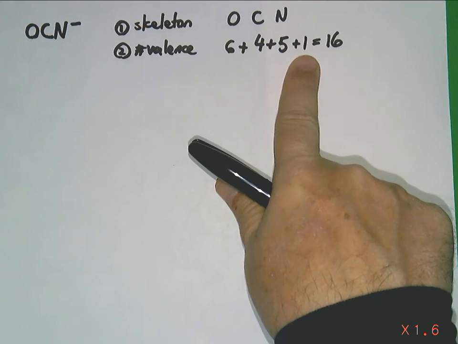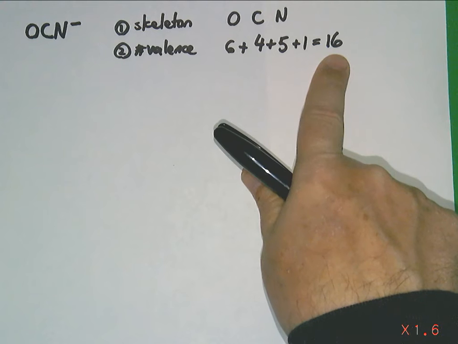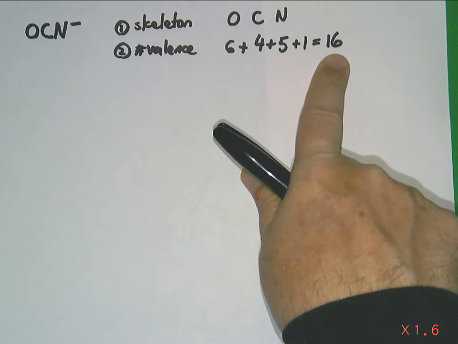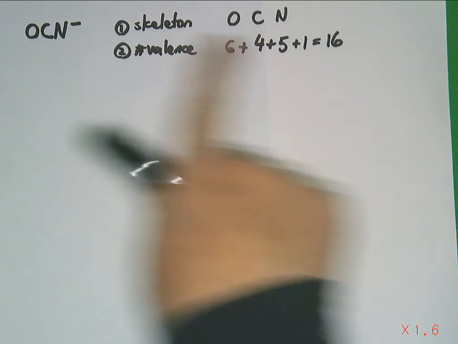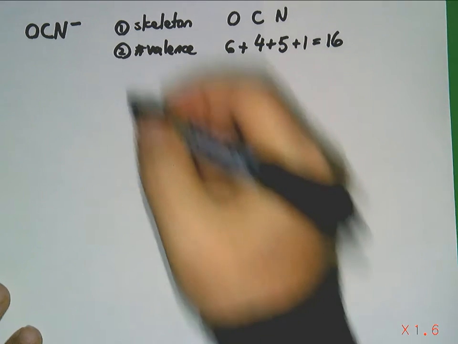If I would have forgotten the charge, I would have gotten 15 electrons. That's an odd number, so I would have been thinking this was a free radical. When you get an odd number of electrons, double check and make sure that you're not forgetting the charge over here in this step 2.